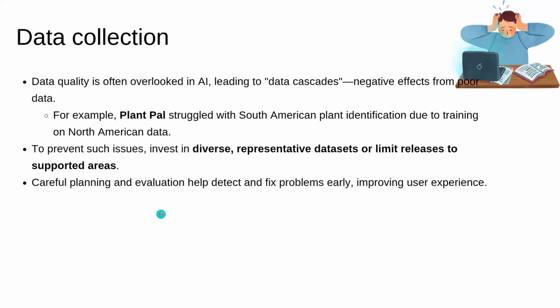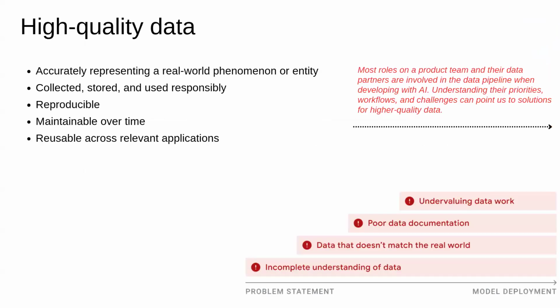So careful planning and evaluation help detect and fix problems early, improving the user experience, right? If your AI system is not accurately making predictions, then users will get disappointed, right? So accuracy is very important. It should be representative of the real world phenomenon, especially your target users, right? Then you should collect it, store it, and use it in a very responsible, ethical way.